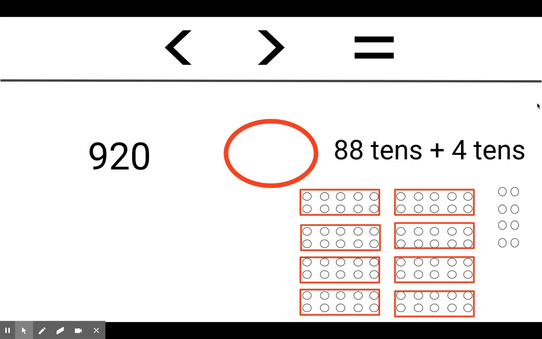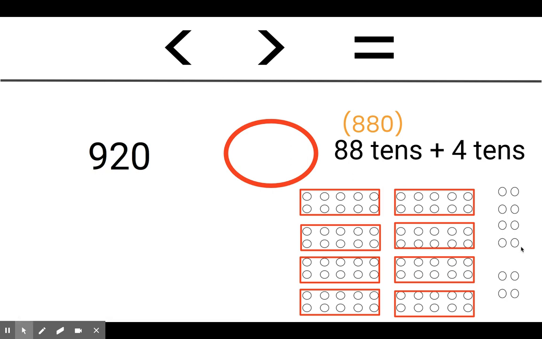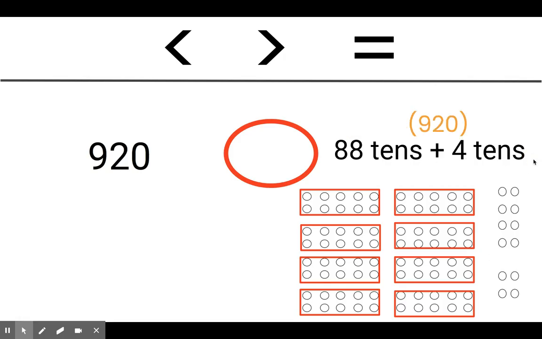Let's keep with these numbers. Now we have 920, but we have 88 tens plus 4 more tens. Well, we know that 88 tens was 880. Let's add 4 tens. They're going to appear right here in the bottom corner. There's our 4 additional tens. Let's add those 4 tens onto 880. Count with me, we're counting by tens. 880, 890, 900, 910, 920. 88 tens plus 4 tens is 920.